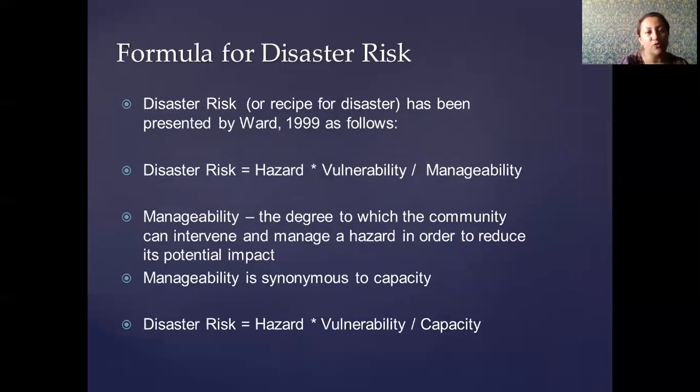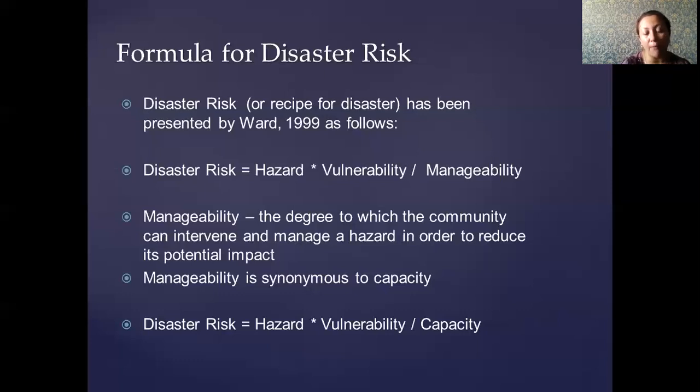What about the formula for disaster risk? Here we have one point of view. Disaster risk was presented by Ward in 1999, and disaster risk can be hazard, vulnerability, and manageability. Manageability means how we can manage the condition after a disaster. We should try to manage ourselves.